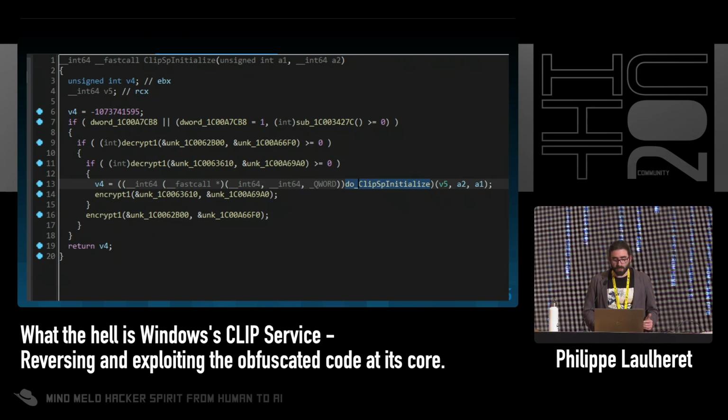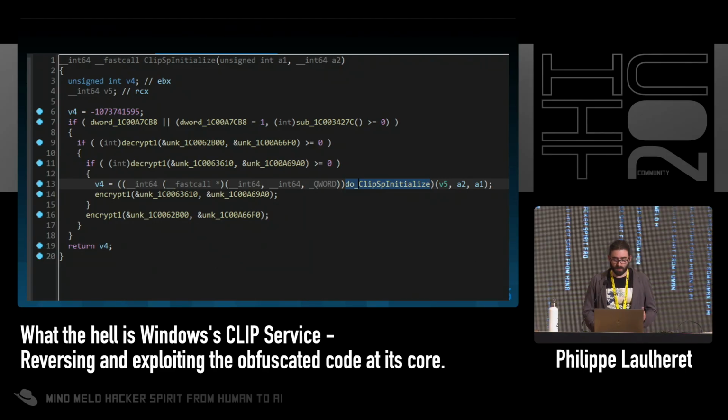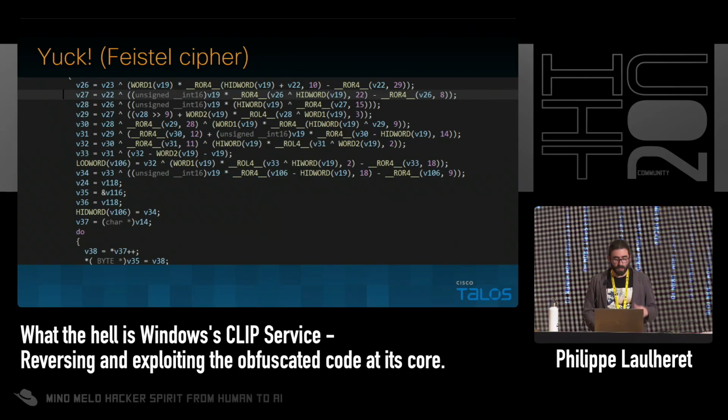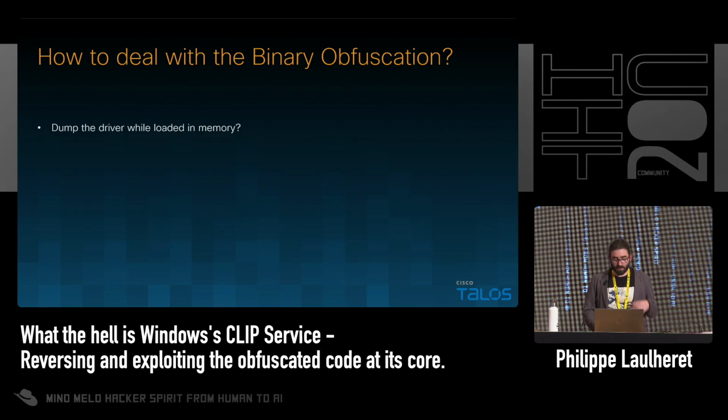And so if we click on some of those decrypt functions, we're going to see stuff that remaps a section to become writable and then self-modifying. And we're going to have that type of awful stuff. So, yuck, I don't want to deal with that, but that's what we have to look at. So how do we deal with this kind of binary obfuscation?